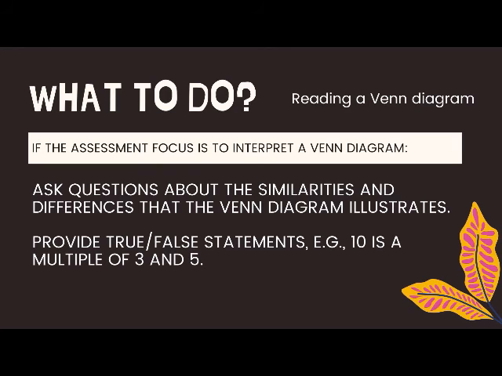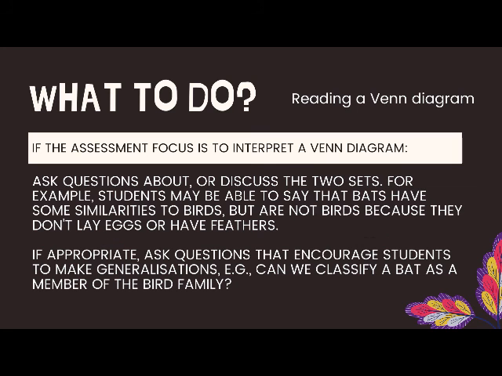Reading a Venn diagram. If the assessment focus is to interpret a Venn diagram, ask questions about similarities and differences that the Venn diagram illustrates. Provide true or false statements, for example, 10 is a multiple of 3. Ask questions about or discuss the two sides. For example, students may be able to say that bats have some similarities to birds, but are not birds because they don't lay eggs or have feathers.